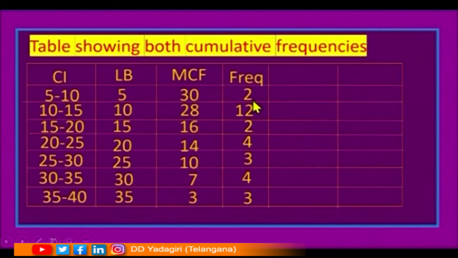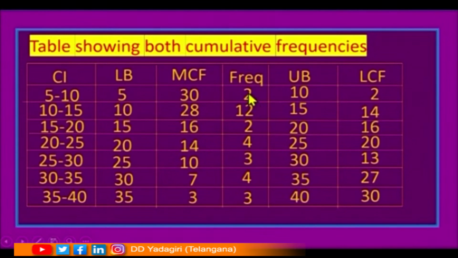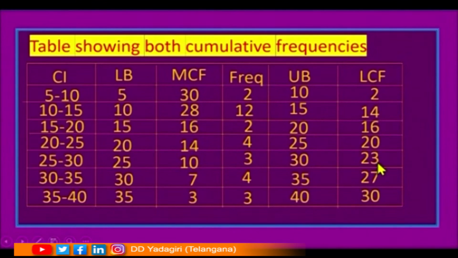Once you know the frequencies and the class interval, you can also find the upper boundaries. You see the upper boundaries given here, 10, 15, 20, 25, 30, 35, 40, copied as it is. Now to get the less than cumulative frequency, the first value should be as it is written here, 2. Next, to 2 you add 12, so 2 plus 12, 14, 14 plus 2, 16, 16 plus 4, 20, 20 plus 3, 23, 23 plus 4, 27, 27 plus 3, 30. So this is the less than cumulative frequency.